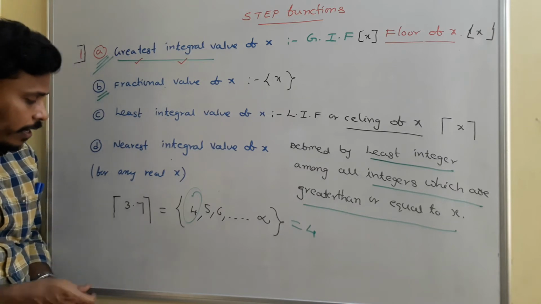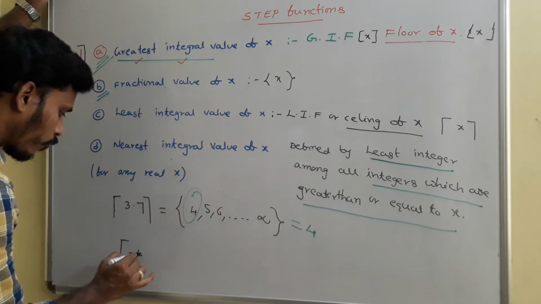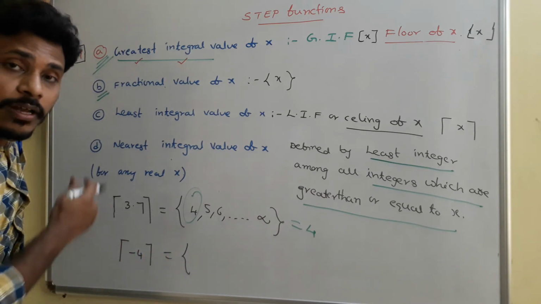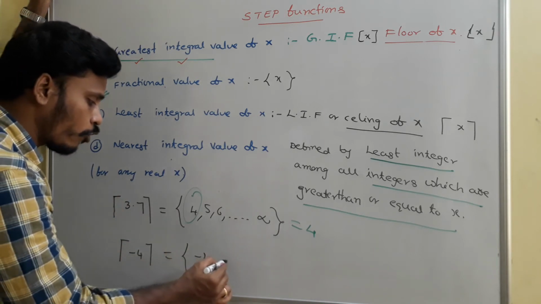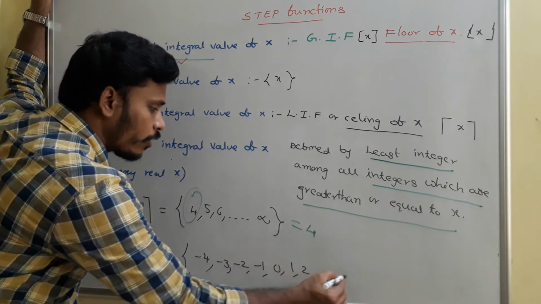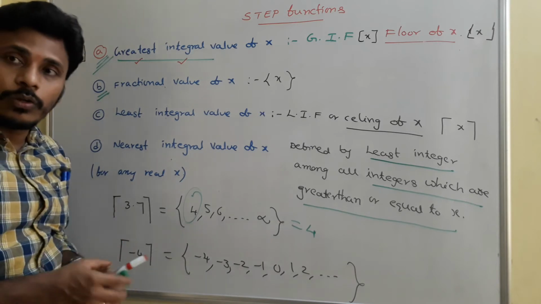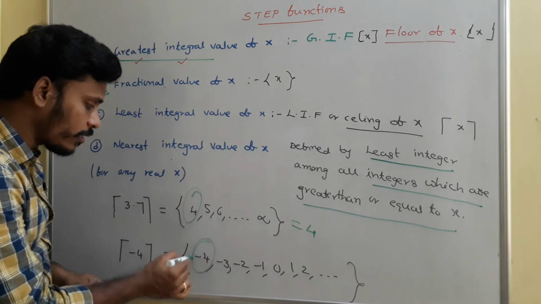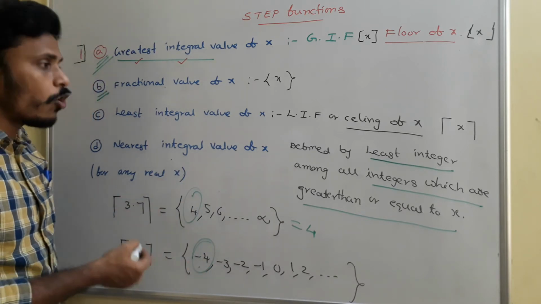And whereas in the same case, suppose if we are trying to find the ceiling of -4, then in this case again you need to identify all the integers which are greater than or equals to -4. Since or equals to I mentioned, so -4, -3, -2, -1, 0, 1, 2 and so on. Just look there, all these integers are greater than or equals to -4, and among all those integers this -4 is the least. So this is mentioned as the least integral value or the ceiling of x.